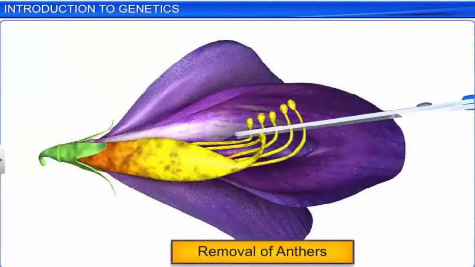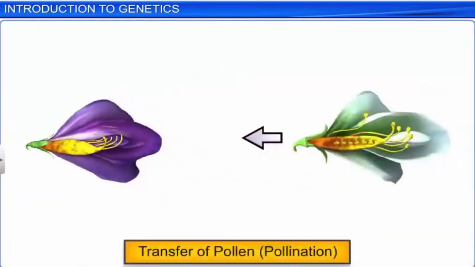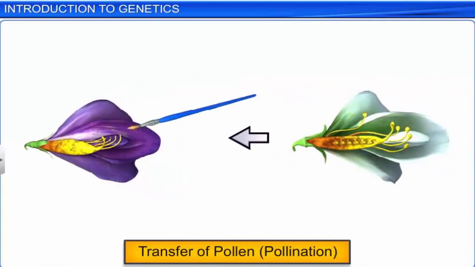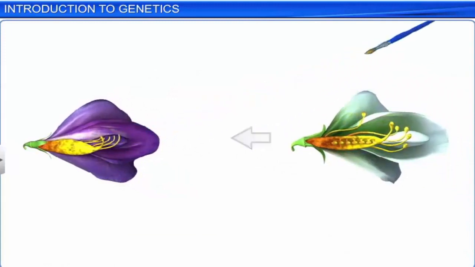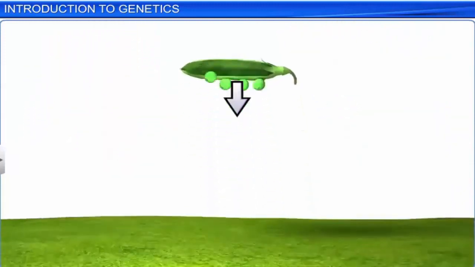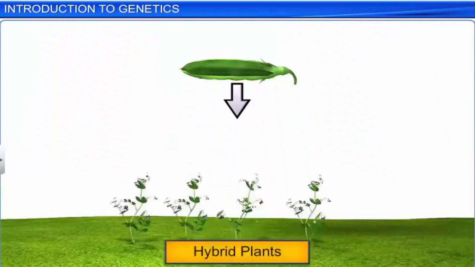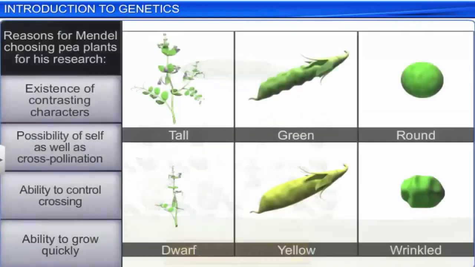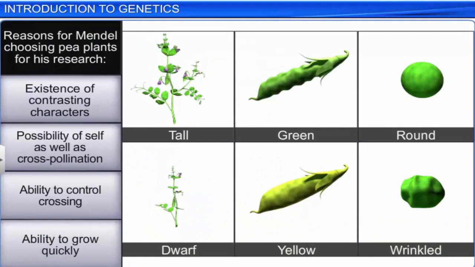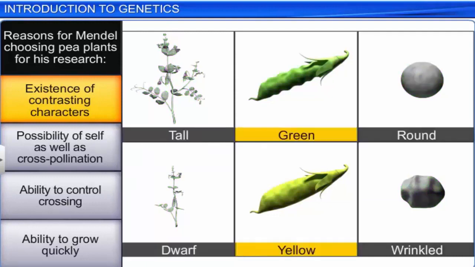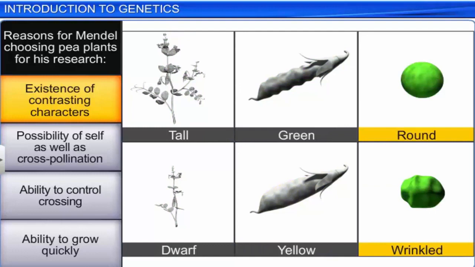Hybridization is the process of crossing two individuals differing in at least one character, resulting in a hybrid individual. The reason for Mendel choosing common pea plants for his research was that the plant had various contrasting characters such as length of the plant, color of the pod, and shape of the seed that were visible to the naked eye.